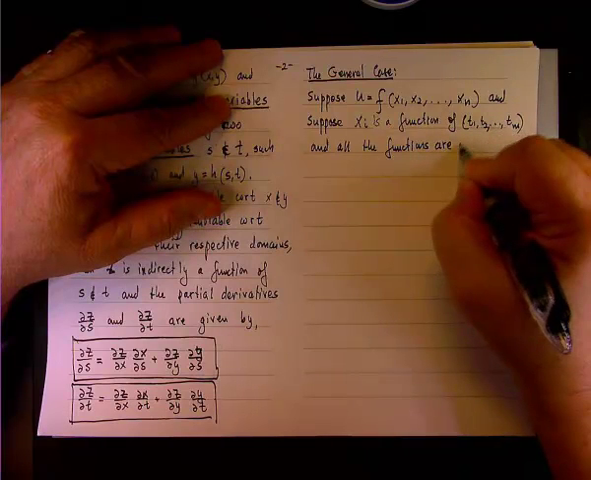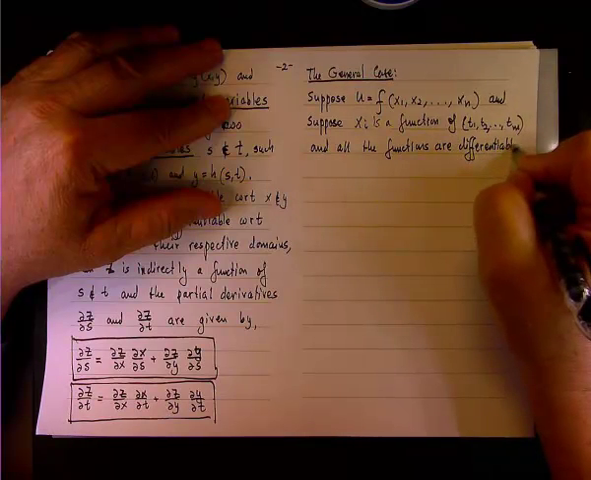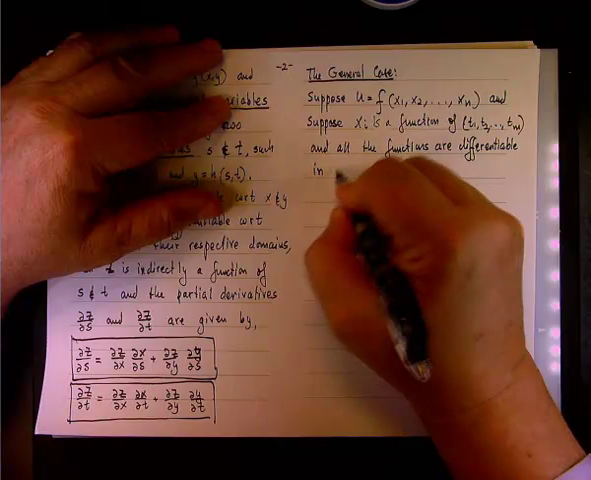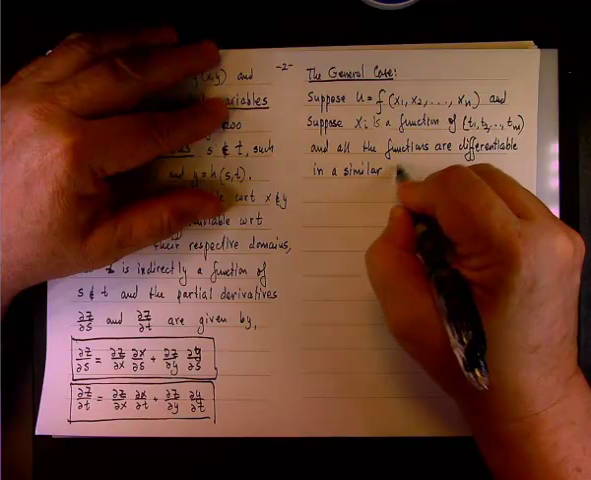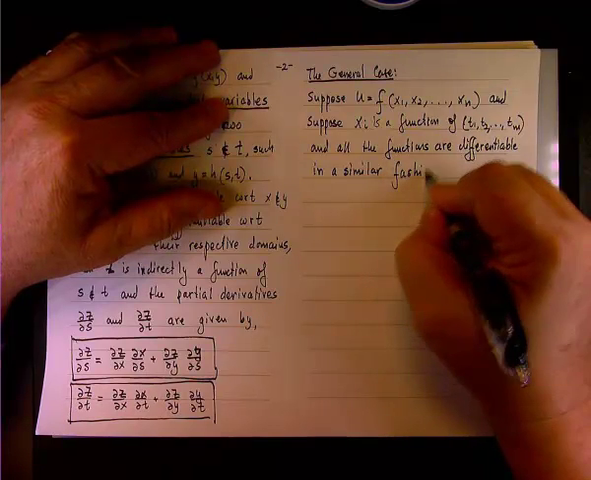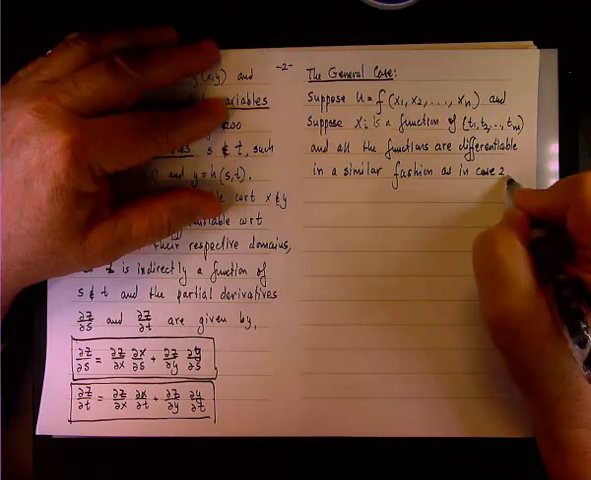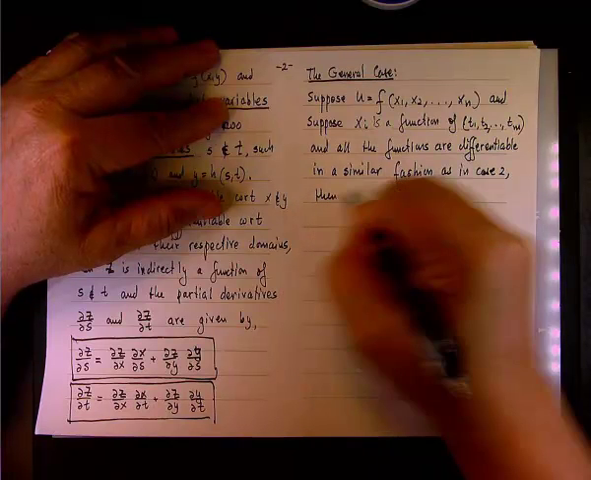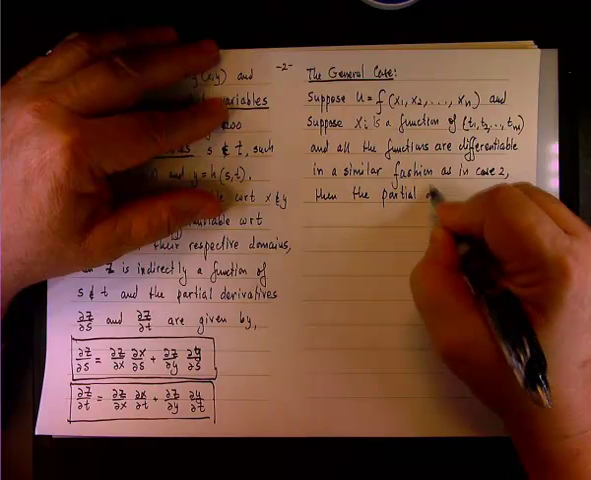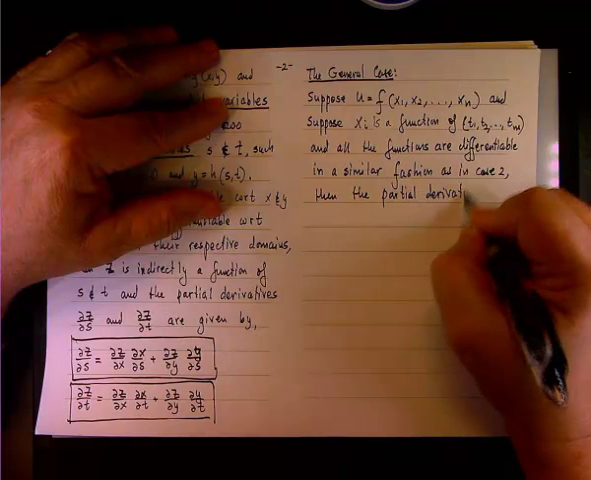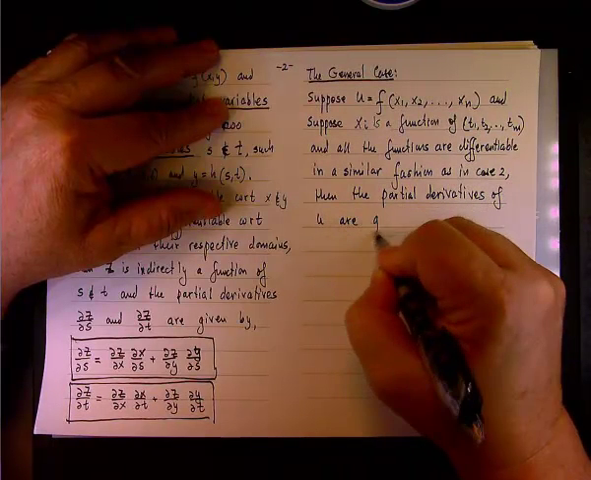And all the functions are differentiable in a similar fashion as in case 2. Then the partial derivatives of u are given by the following.